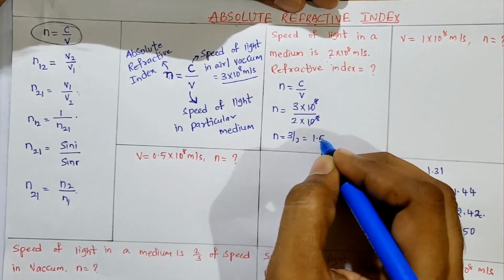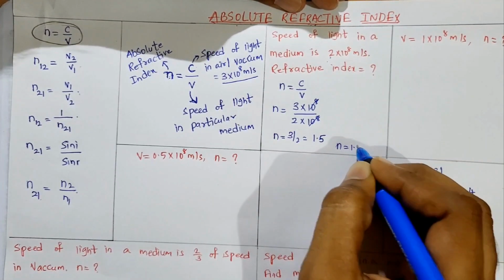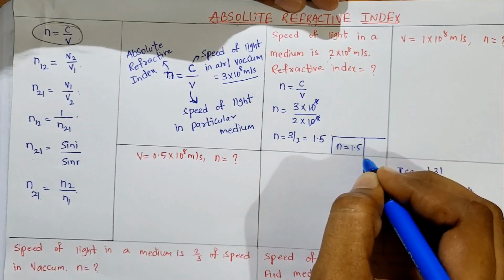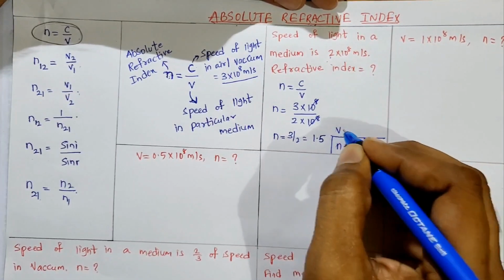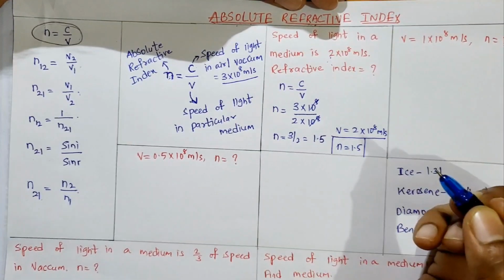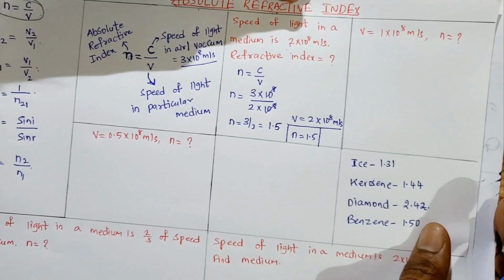So here n value is 1.5. You just note down this, n will be equal to 1.5, where v is equal to 2 into 10 power 8 meters per second. Okay, let us go to next question.